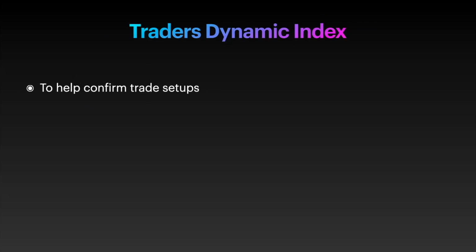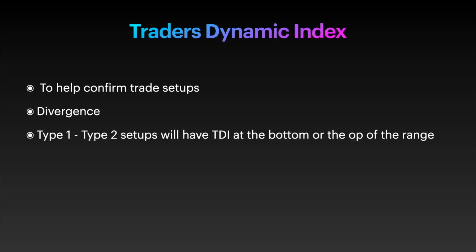So for me, it helps to confirm trade setups. I'll show you all this in the charts. I use it to help confirm divergence. Divergence is huge. It's a form of confirmation that your directional bias, or the trade that you're thinking of, is good to happen if you have divergence. So I use it for type 1, type 2 setups that will have the TDI at the bottom of the range.